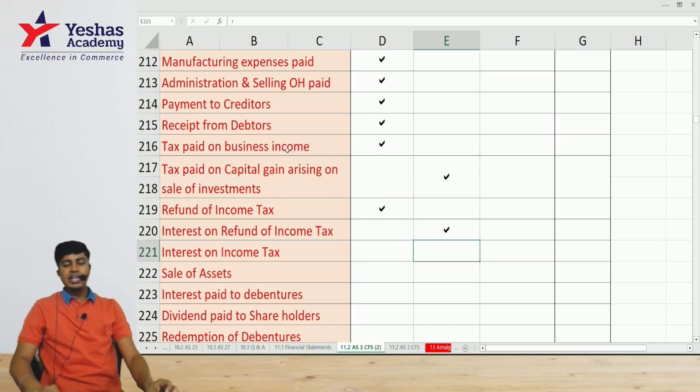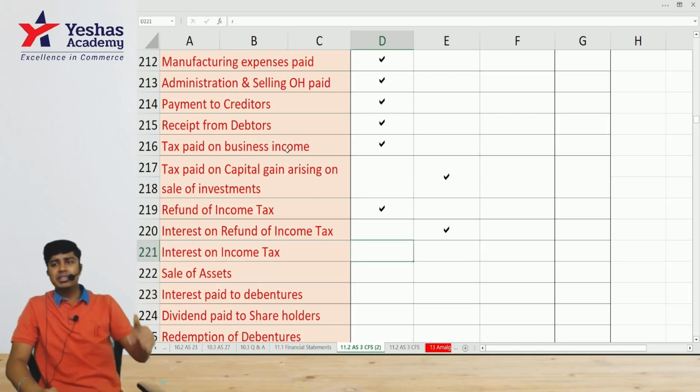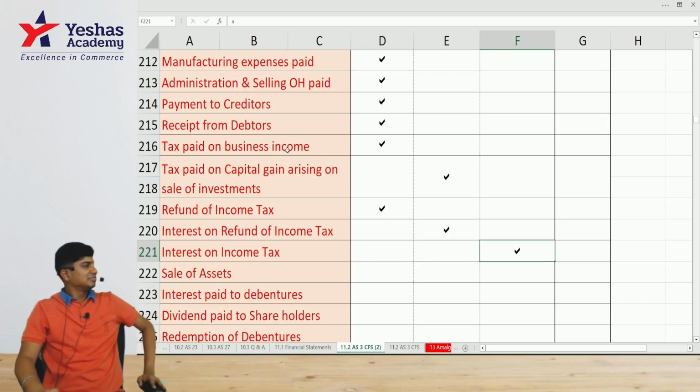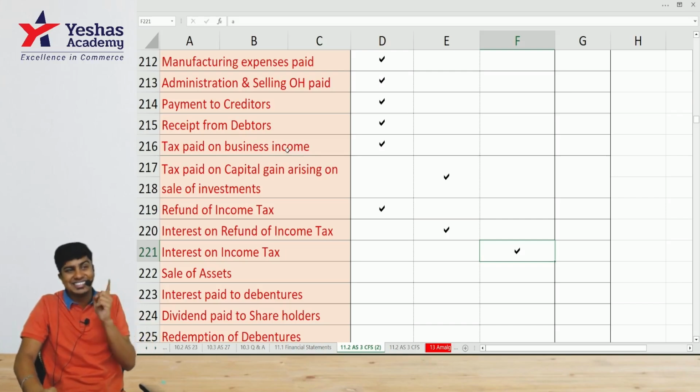Come to the next one, interest on income tax. You paid the income tax late. It will become financing. Interest paid is always financing.